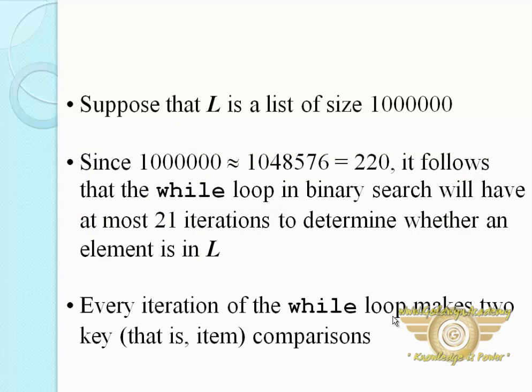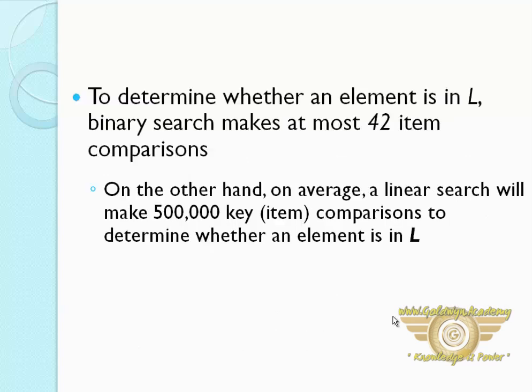Suppose that L is a list of size 10 lakh. Since 10 lakh is equivalent to 1048576, which is equal to 2 to the power 20, it follows that the while loop in binary search will have at most 21 iterations to determine whether an element is in L. Every iteration of the while loop makes 2 key comparisons. To determine whether an element is in L, binary search makes at most 42 item comparisons.